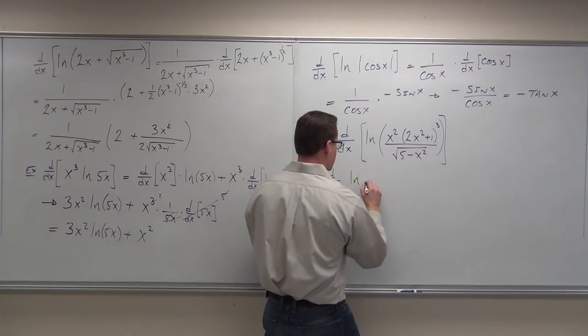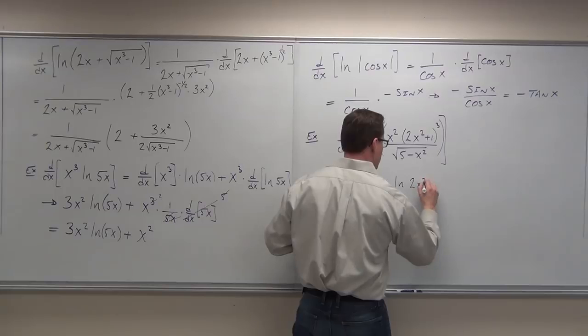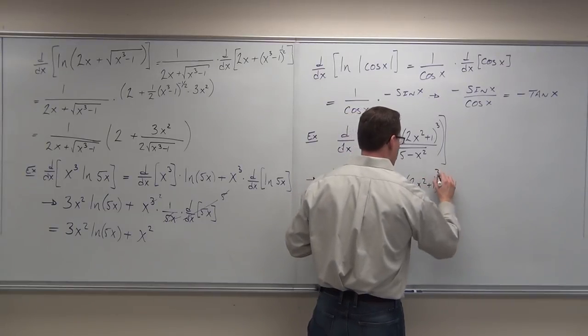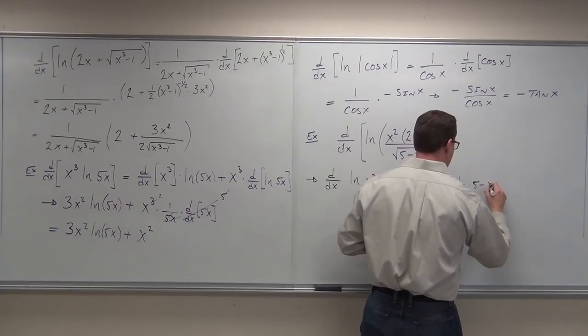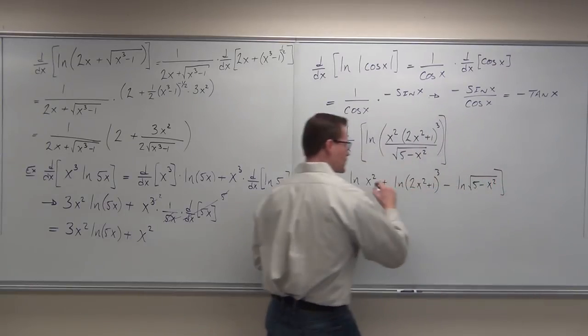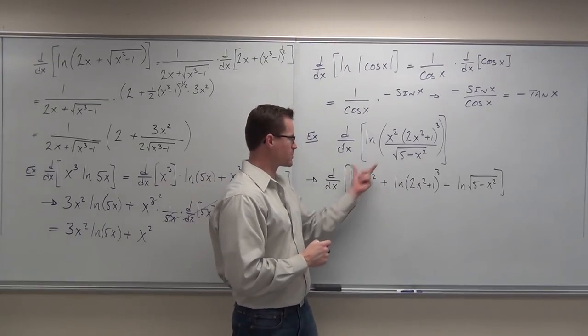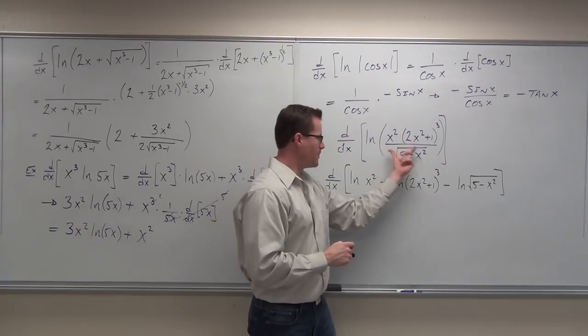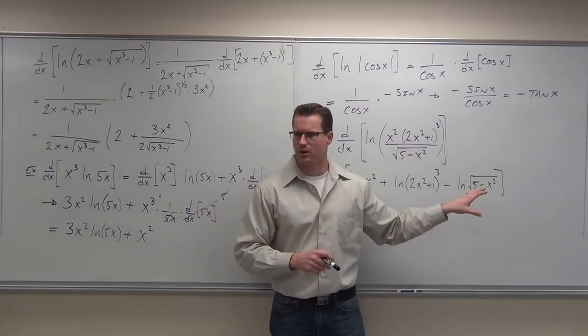So we got ln of x squared, no problem, plus ln of (2x squared plus 1) all to the 3rd power, minus ln of the square root of 5 minus x squared. We'll make sure that's in the bracket because we want to take the derivative of the entire thing. Let's make sure I'm right. Am I right? Okay, this plus this one because we had a product, minus this one because we had a quotient.